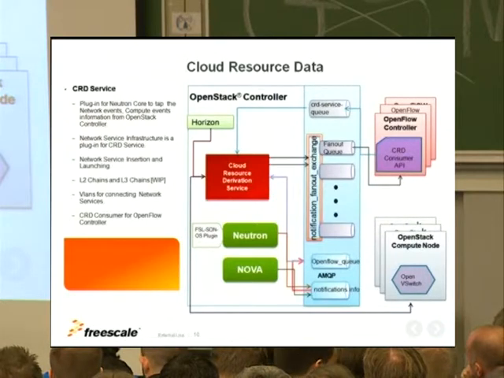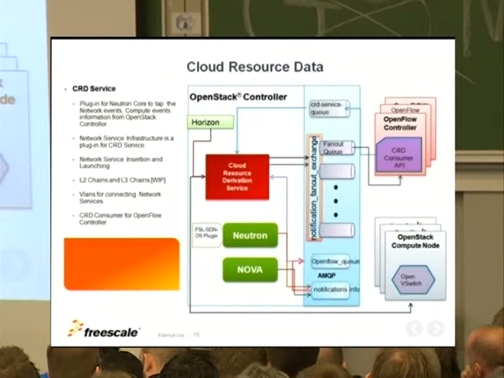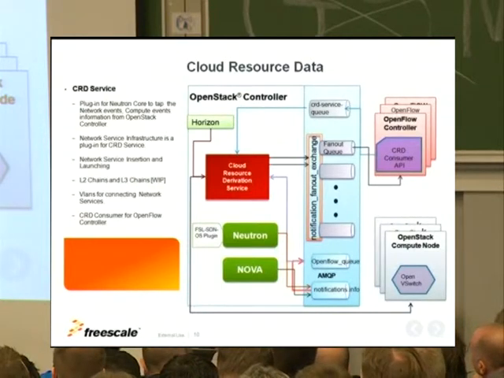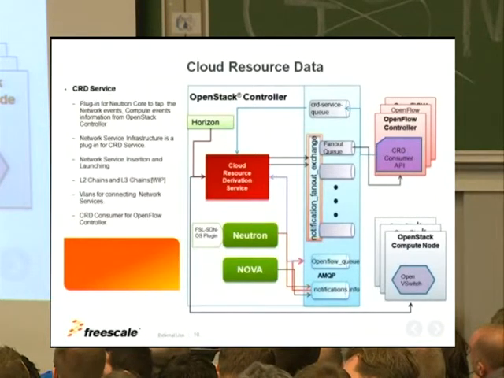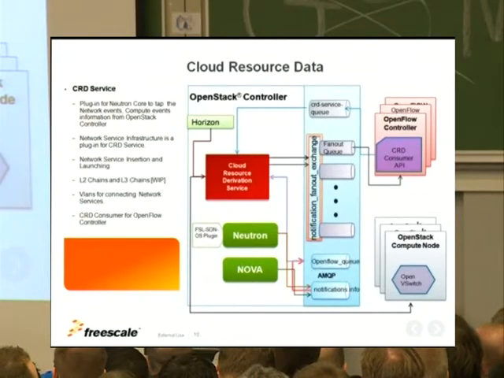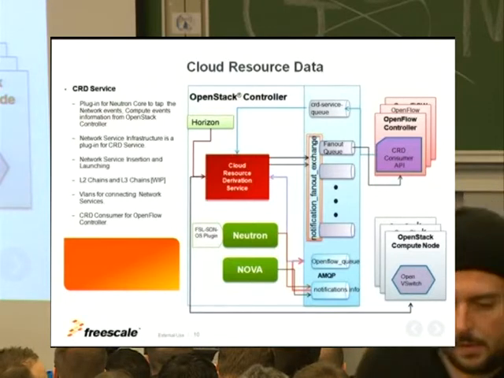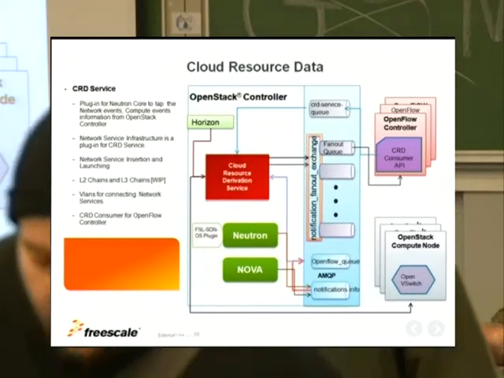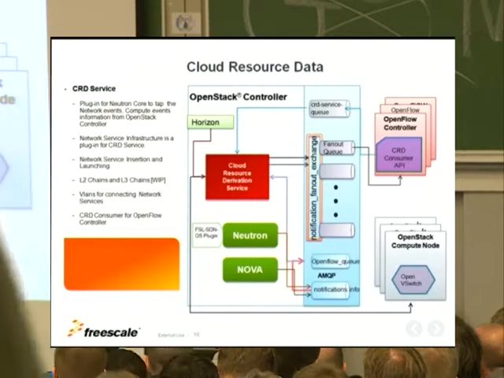So all this data communication between the cloud resource data and the OpenFlow controller is through the message queues. We have the RPC JSON messages, and we have different notification fan-out exchanges where we will create the queues to capture this data from the cloud resource data to the OpenFlow controller.